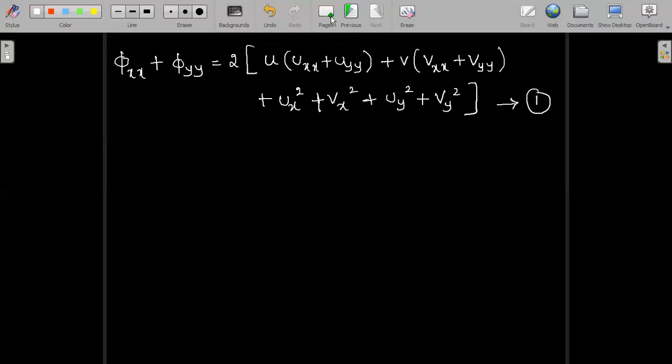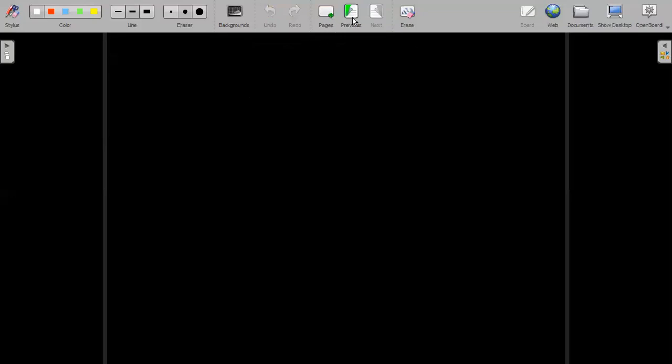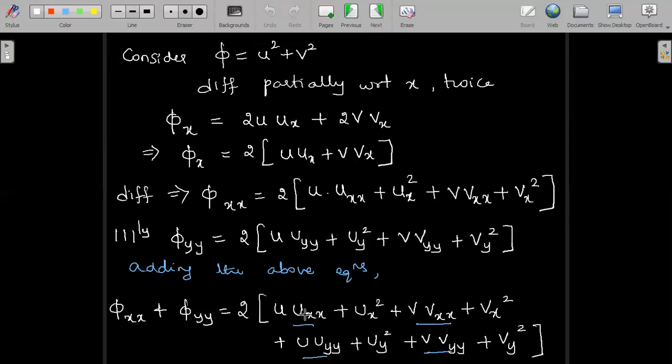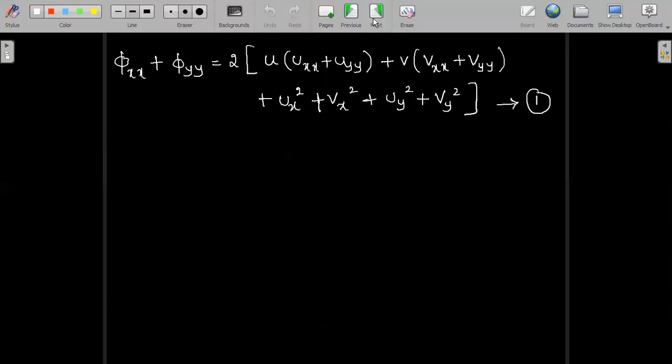So let me just show you the next expression. I took out u common in these two. I took out v common in these two. Then the remaining terms I've written as it is, writing down 2 common outside. Okay. Now, in the next step, we can make use of the given data. The data says that f of z is analytic. So since f of z is analytic, we will be able to use these particular data.